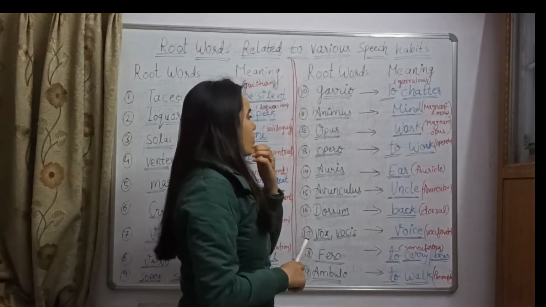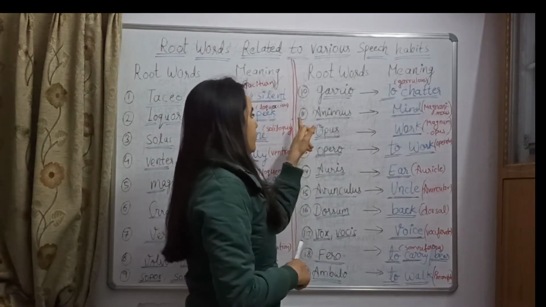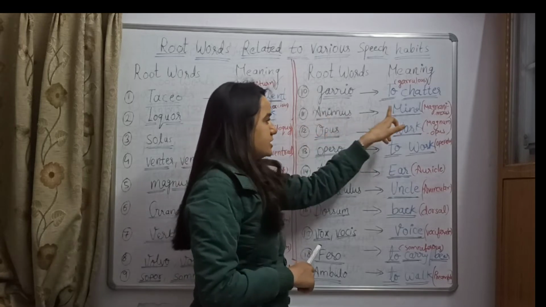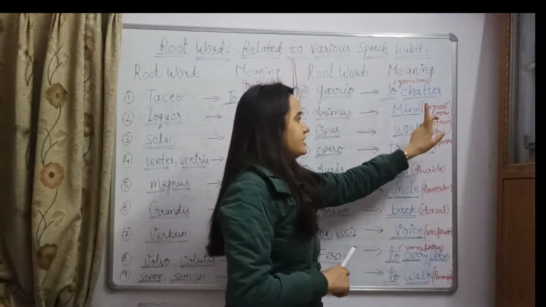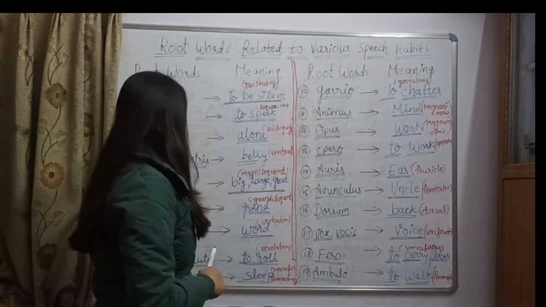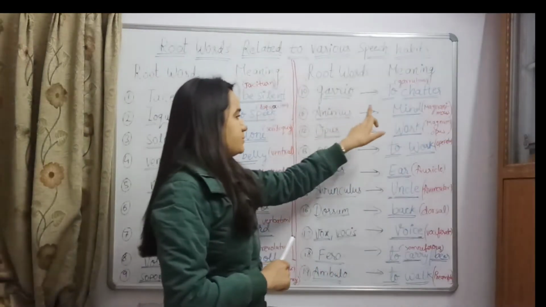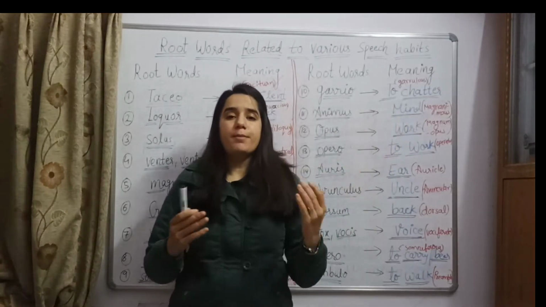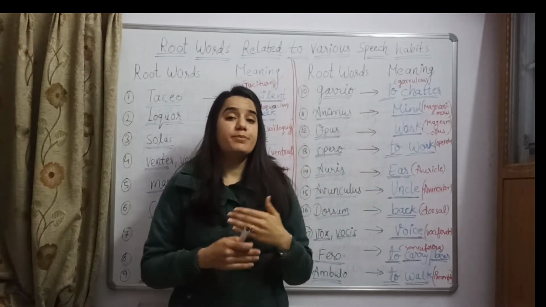So garrulous means to chatter. 11th over here is animus. Animus means mind. Now the vocab is magnanimous. Magnanimous, you can see magnum means big, and animus means mind. The one who has a big mind, or we can say the one who has a big heart.